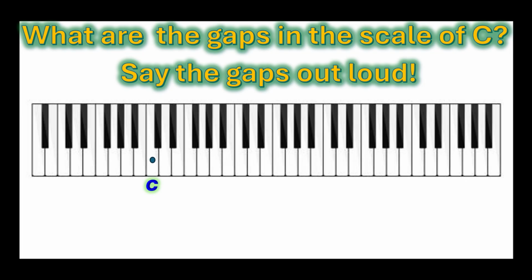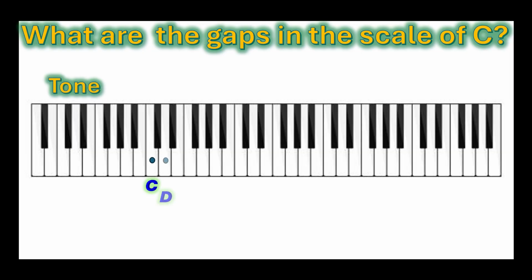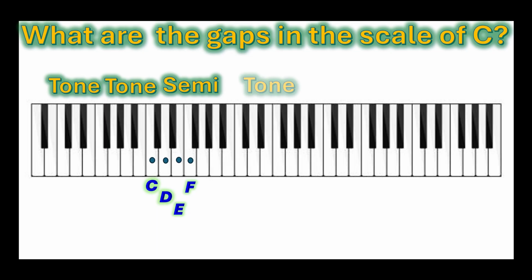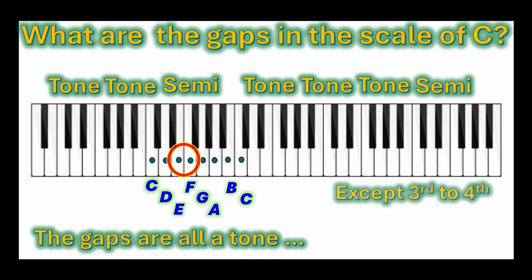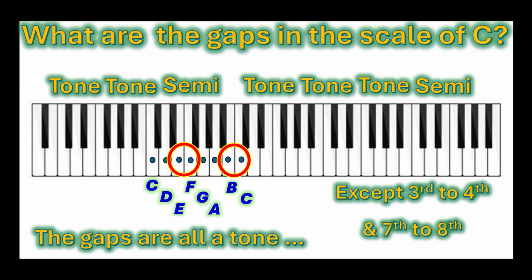Did you manage it? Well, from C you go up a tone to D. D you go up a tone to E. Then a semitone to F, a tone to G, a tone to A, a tone to B, and a semitone to C. Tone, tone, semitone, tone, tone, tone, semitone. The gaps are all a tone, except for the gap from the third to the fourth note of the scale, and the gap from the seventh to eighth note of a scale.